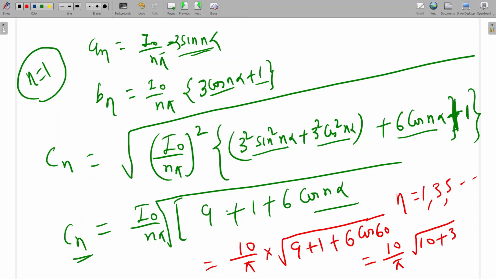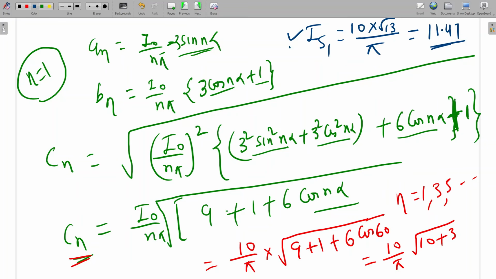Can anyone calculate what this value will be? Reply in the chat box. What will be this value? This will be the amplitude of the source current IS1. IS1 amplitude is equal to 10 into root 13 divided by pi. Can anyone reply? 11.47. Okay, so the amplitude we are getting is 11.47. This is the amplitude of the source current. Up to here, has everyone got clarity?